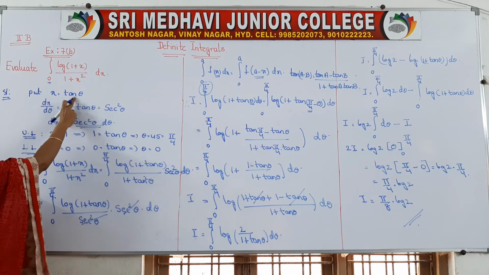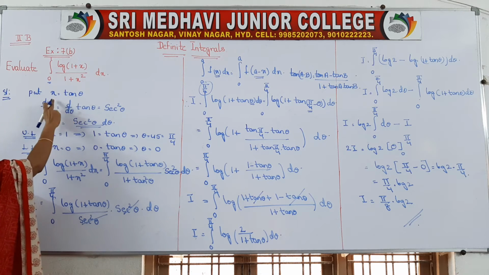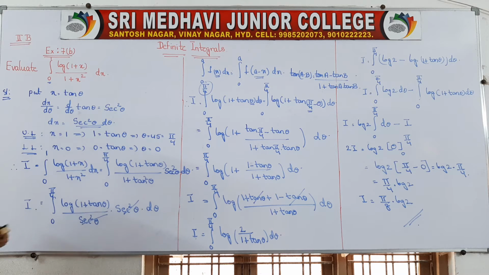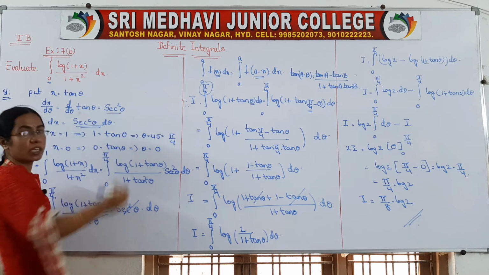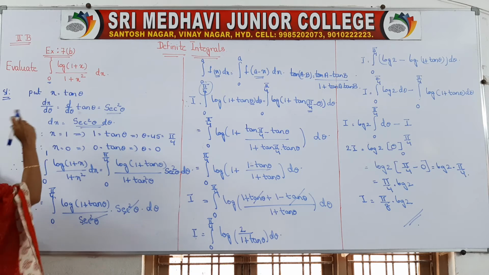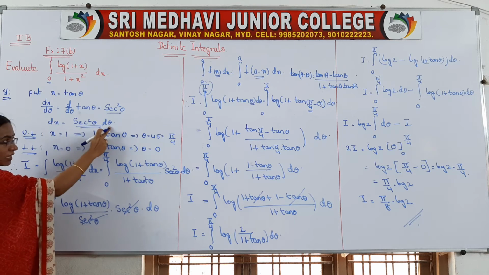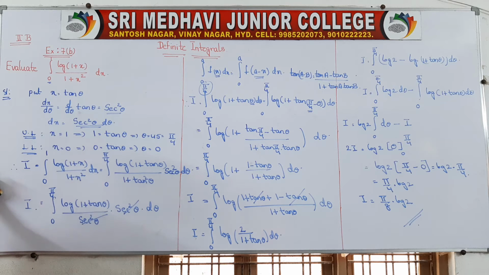Differentiate x with respect to theta on both sides. So dx by d theta is equal to d by d theta of tan theta. What is the derivative of tan theta? It is secant square theta. So dx is equal to secant square theta d theta. That means we are converting the problem in terms of theta. The given problem is in terms of x and we are converting it in terms of theta.